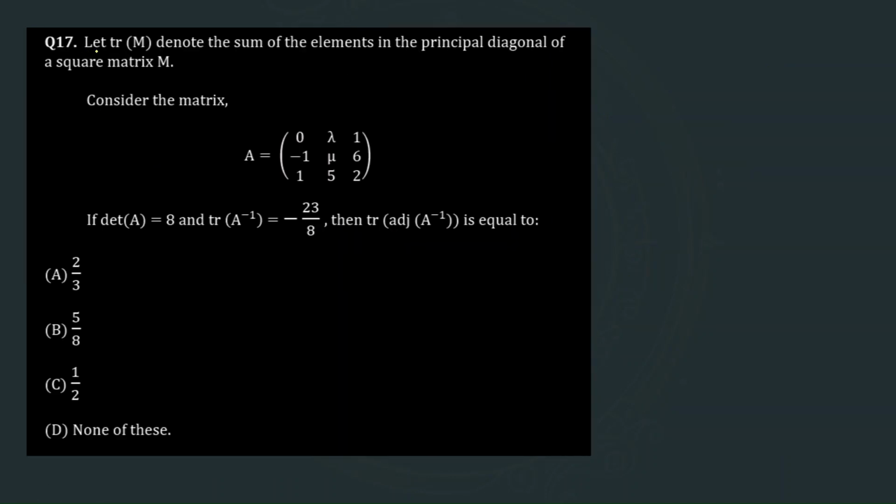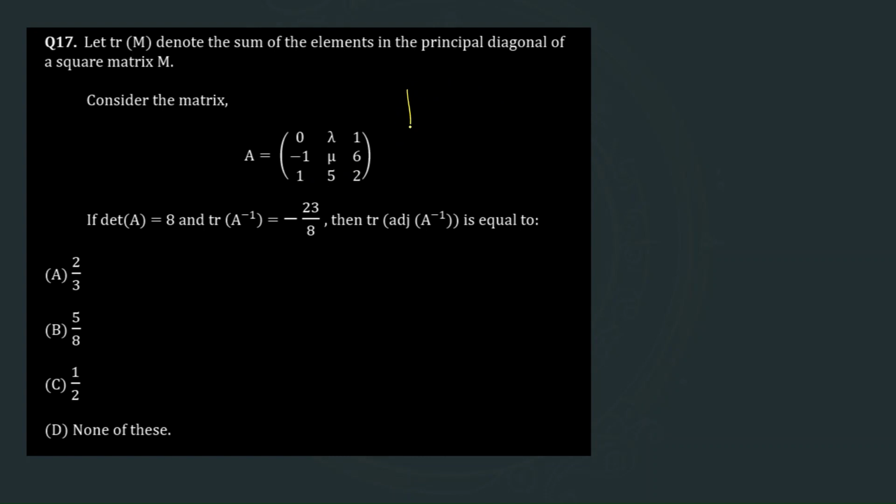Here it says, let trace of M denote the sum of the elements in the principal diagonal of a square matrix M. Okay, so we already know this definition. Now consider the matrix A equal to this. Okay, if determinant of A is 8 and trace of A inverse is this, then trace of adjoint of A inverse is what? So basically, we are given two equations to find these two variables. So let us first try to find this matrix by this information.